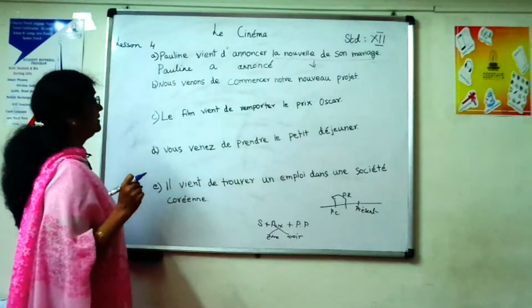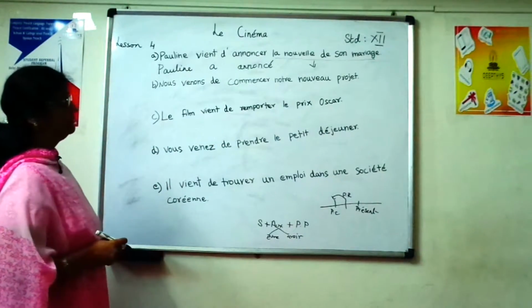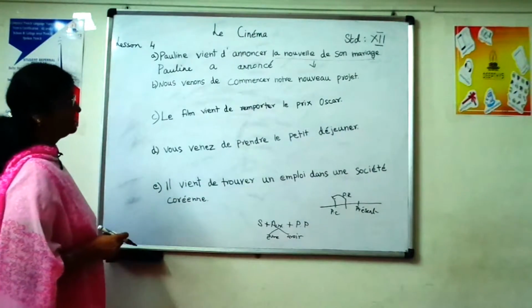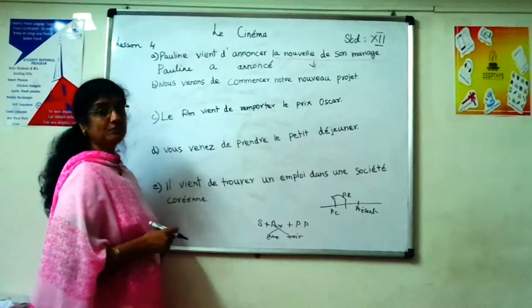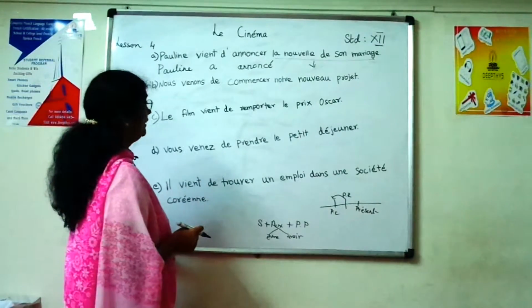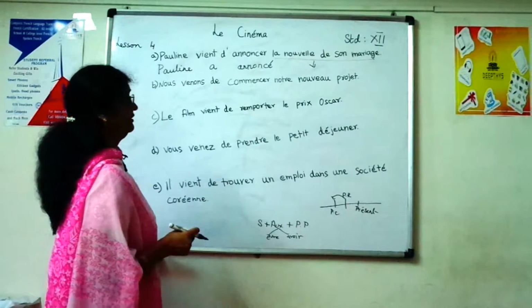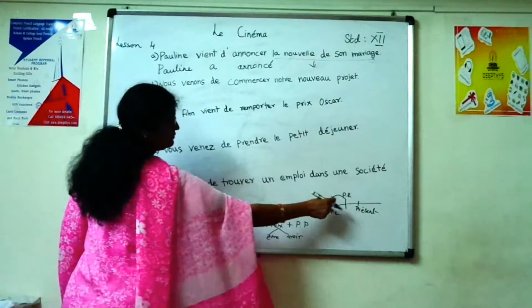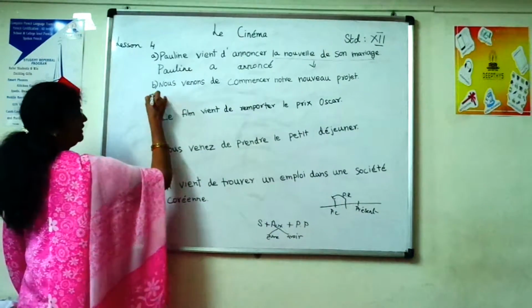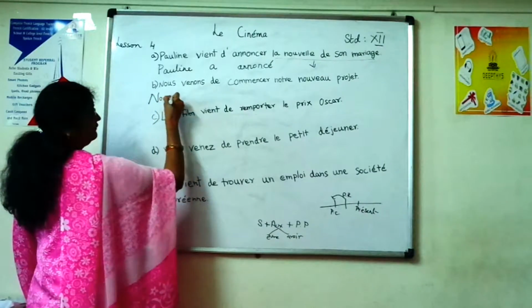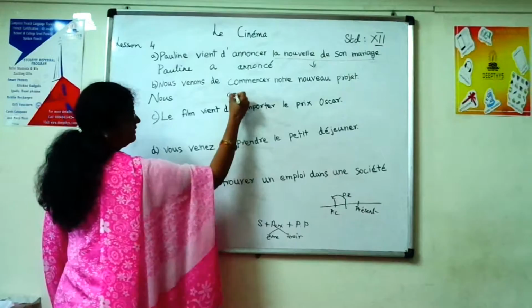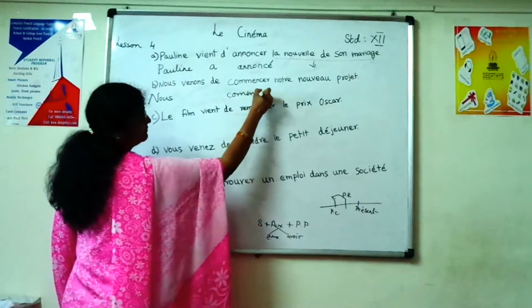So we move on to the next sentence. Nous venons de commencer notre nouveau projet. We just started our new project. So again, now we are going to change it from passé récent to passé composé. So we write the subject. We identify that this is the verb of the sentence. We leave a gap. We write the past participle, commencé.